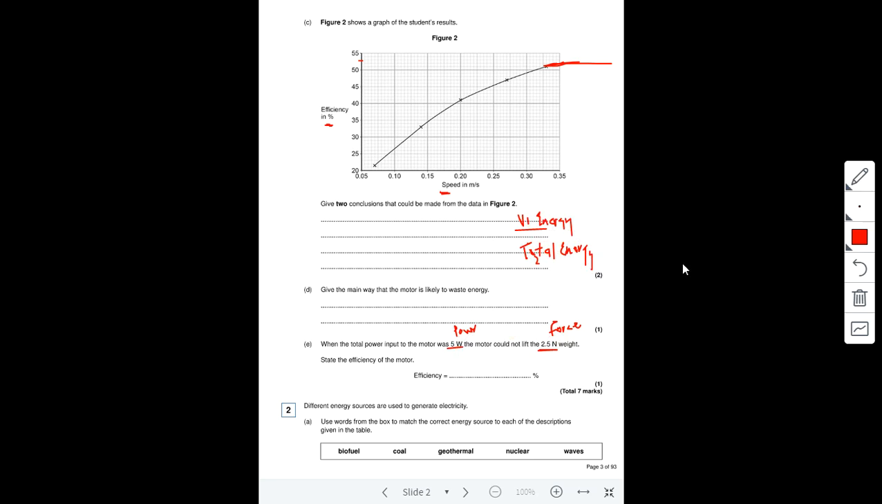But actually, if you read out the question, what's written here is that while the total input power of the motor was 5 watts, the motor could not lift the 2.5 newtons of weight. Though the input is 5 watts, it's written that it could not lift, right? That means it's not able to lift. So it doesn't matter how much power we are providing, it's not doing any kind of work, it's not producing useful energy or useful power. That means your useful power is zero. Is this point clear?